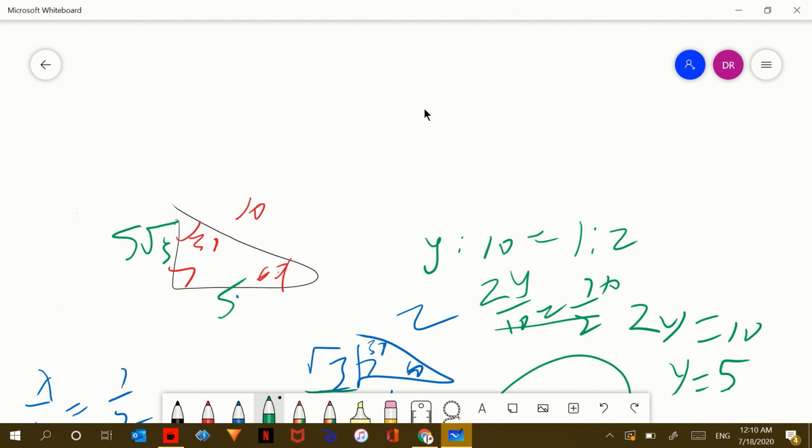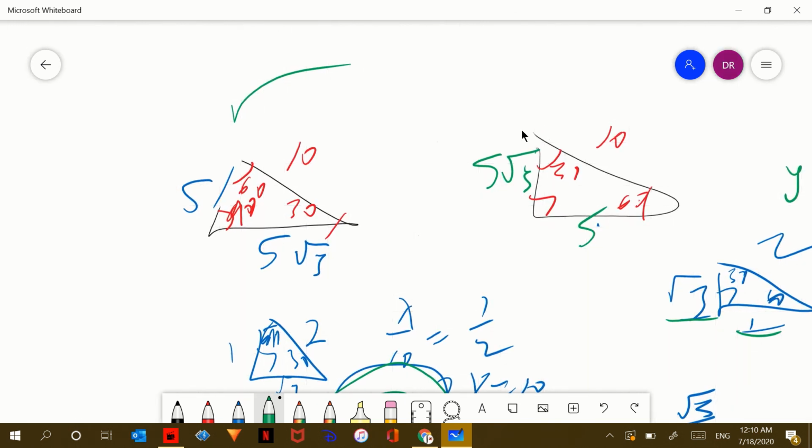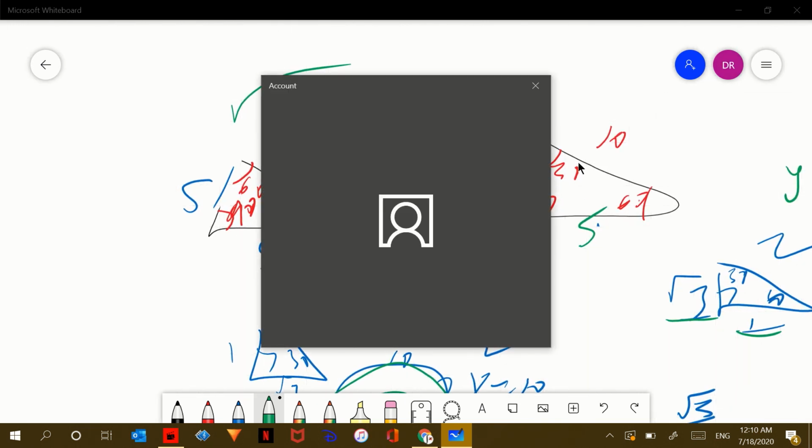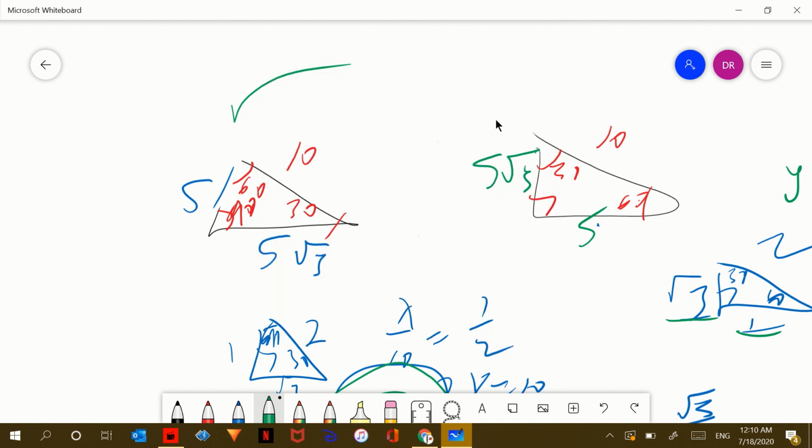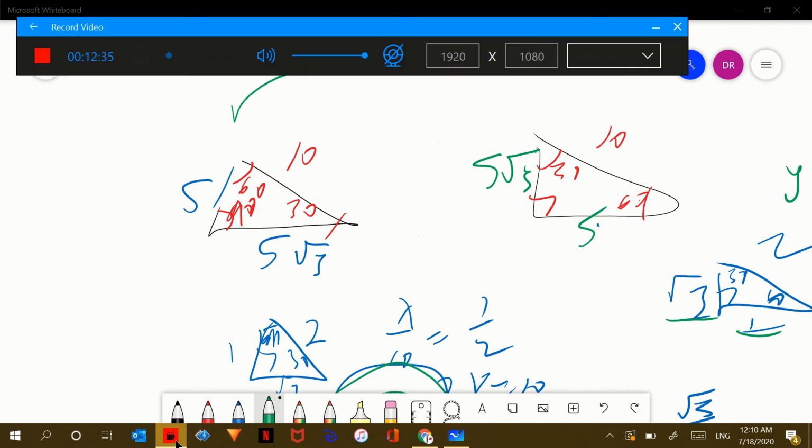And as you can see here, we've noticed that the side lengths have changed because the angles have changed. So keep in mind that the angle orientation is very important in determining side length. I hope you learned something new from this video.